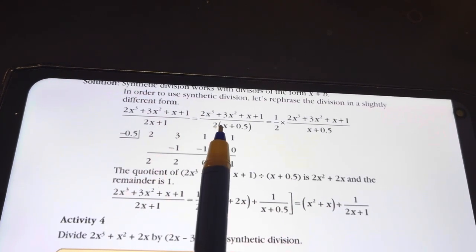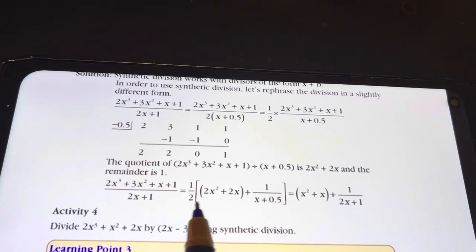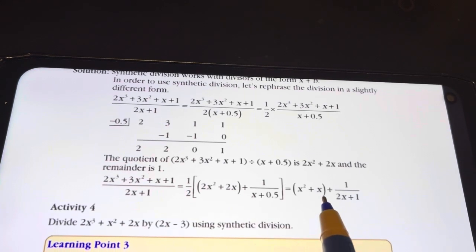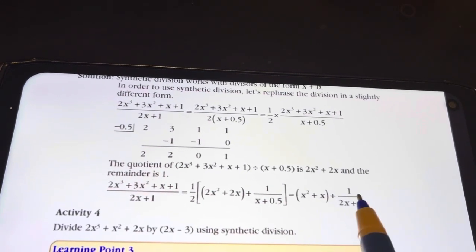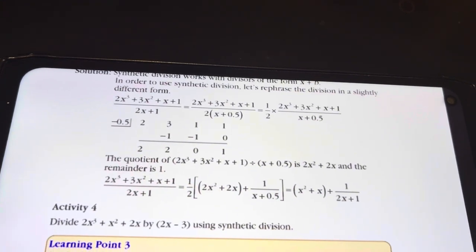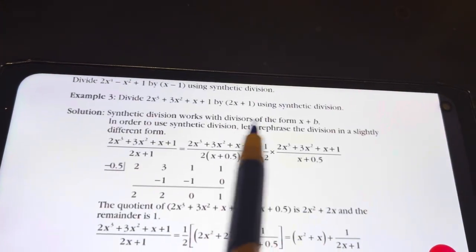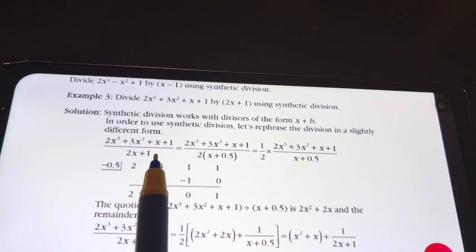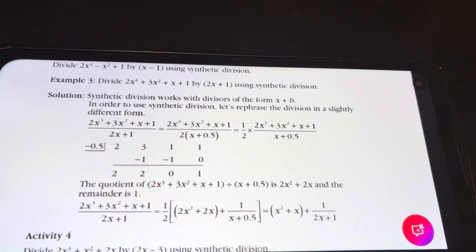And here we took the 2 outside. Remember, we took it outside, so it's 1 over 2. Then you will multiply it inside, so the 2 will cancel the 2, x squared, 2 will cancel the 2, plus x. And then here the 2 will be multiplied here, so 1 over 2x plus 1. So when you're dividing using the synthetic method, the number in front of x must be 1, so you take it outside and then put it back when you're writing the final form.